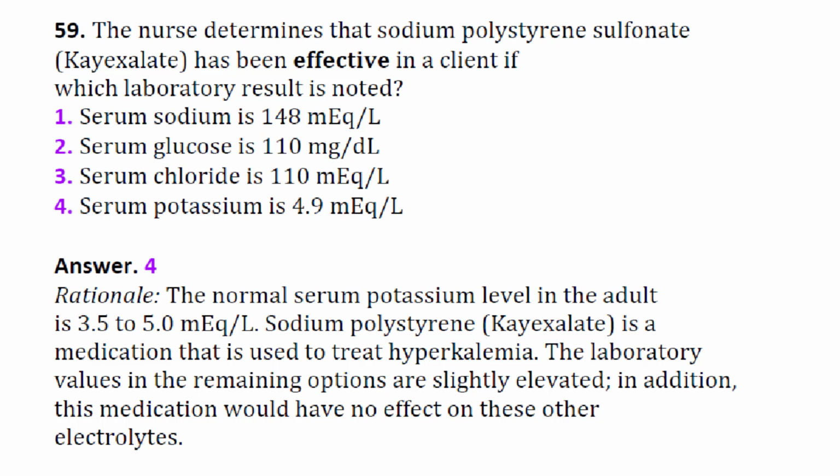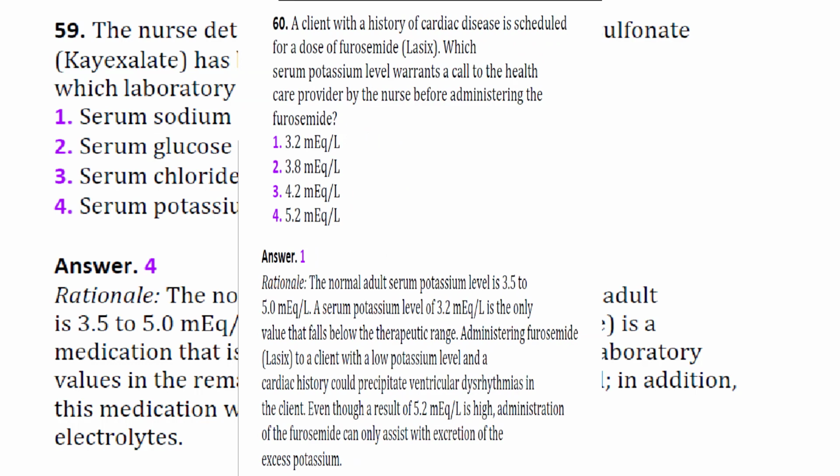Answer. 4. Rationale. The normal serum potassium level in the adult is 3.5 to 5.0 mg/L. Sodium polystyrene, Kayexalate, is a medication that is used to treat hyperkalemia. The laboratory values in the remaining options are slightly elevated. In addition, this medication would have no effect on these other electrolytes.